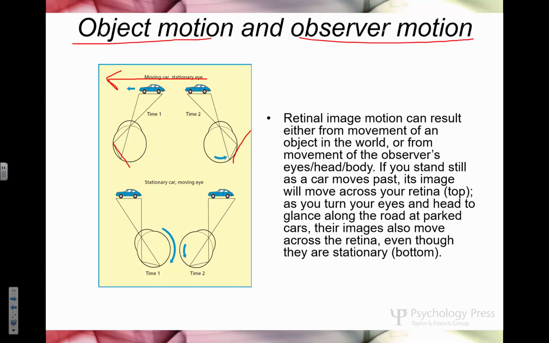However, there's another situation where you can actually turn your eyes. You can actually move your eyes, and that still moves an object on your retina. In this case, you were looking at a car, but you're rotating your eye in one direction or another, and that's going to change the position of that car on your retina as well.